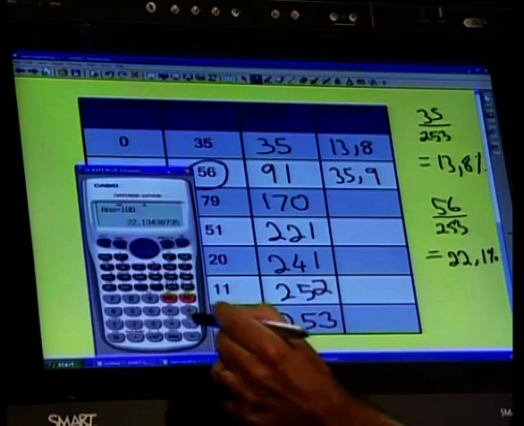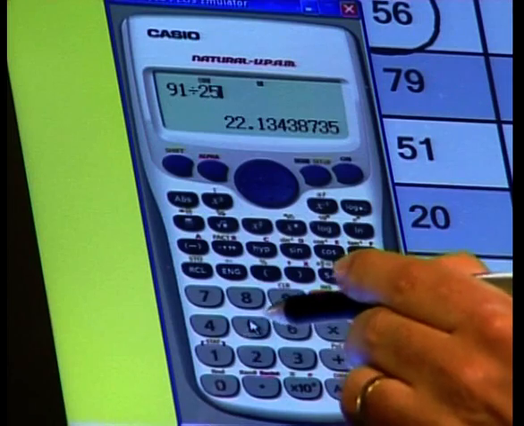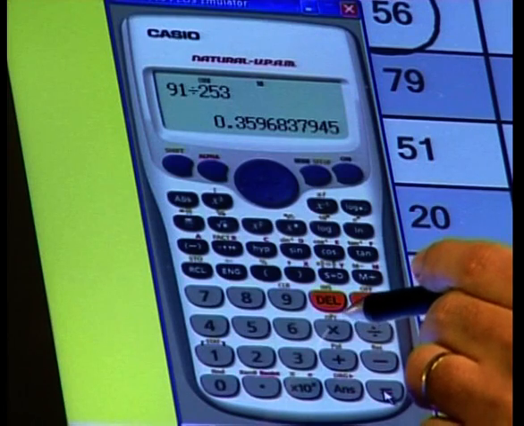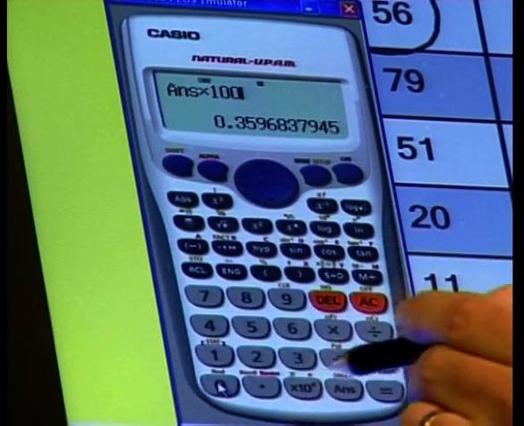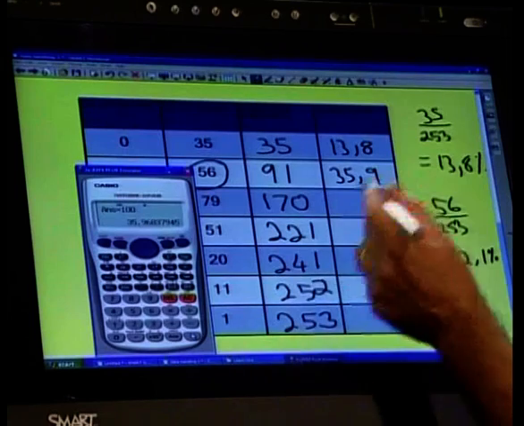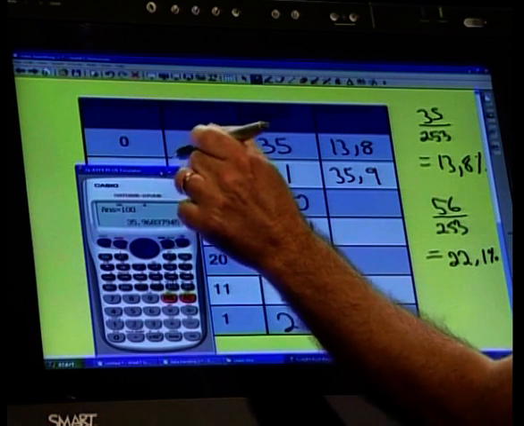I'm going to go straight to the calculator. 91 divided by 253 and multiply that by 100. And we get 35.96. All right, if we rounded that up, we'd have got 36%, wouldn't we? But for the purposes of our calculation, this is acceptable at this stage. 35.9% is what 91 represents, 91 families. So this is a nice way of checking.